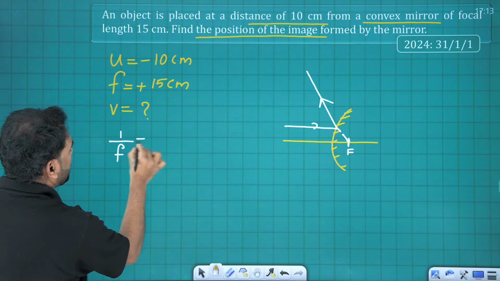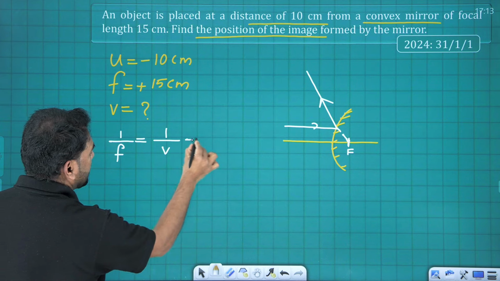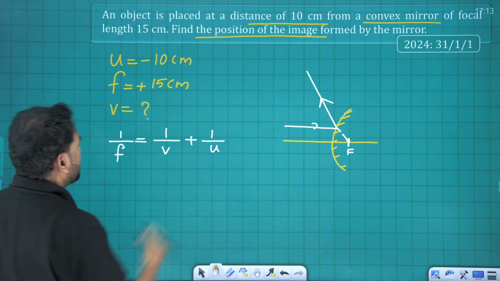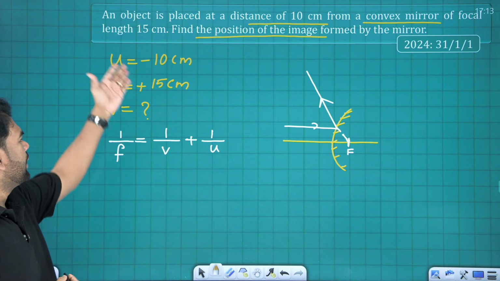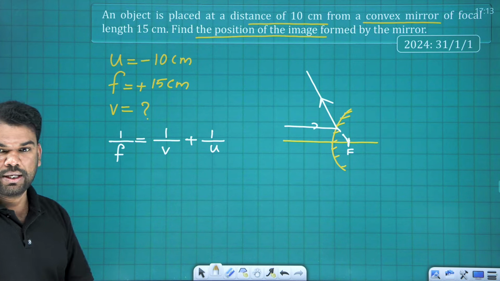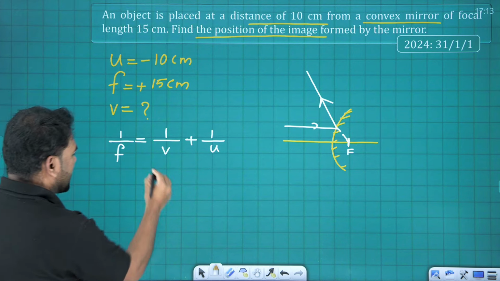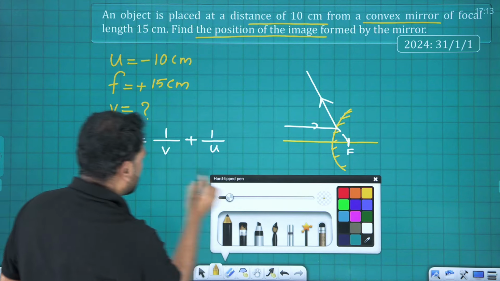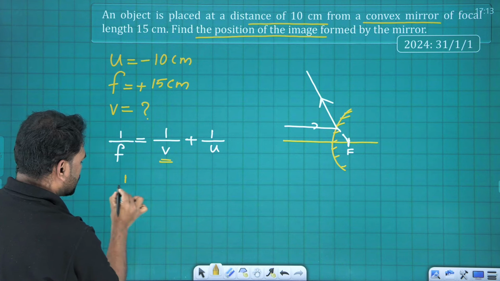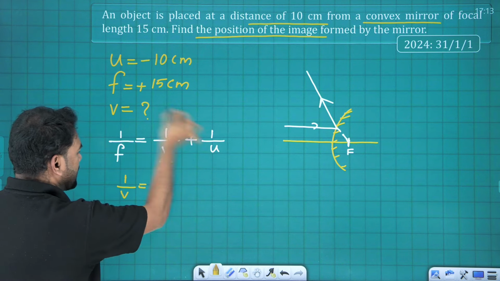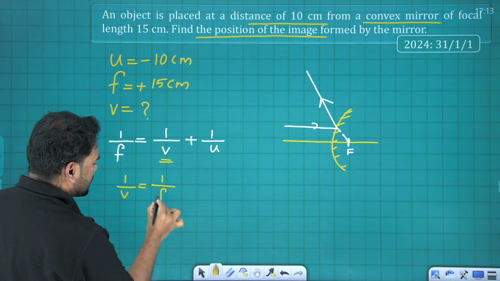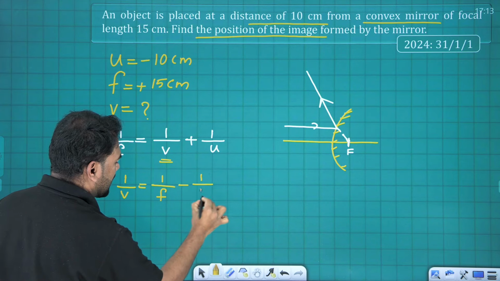The mirror equation is 1 by f is equal to 1 by v plus 1 by u. So we have f, we have u. Our aim is to find v. For that, keep that v on the right side. So 1 by v is equal to, taking this u to the left side, 1 by f minus 1 by u.